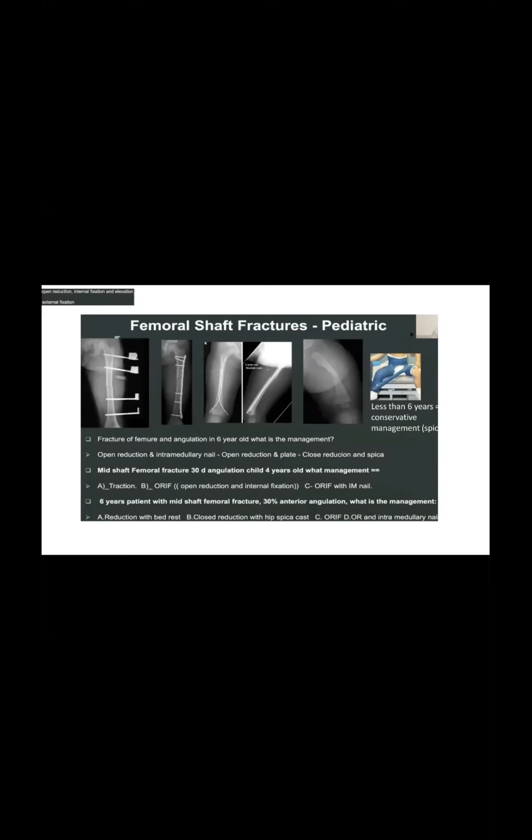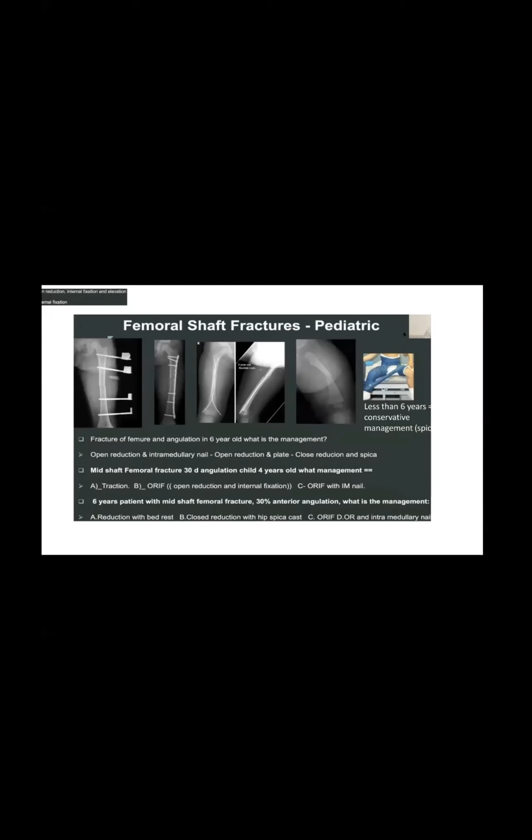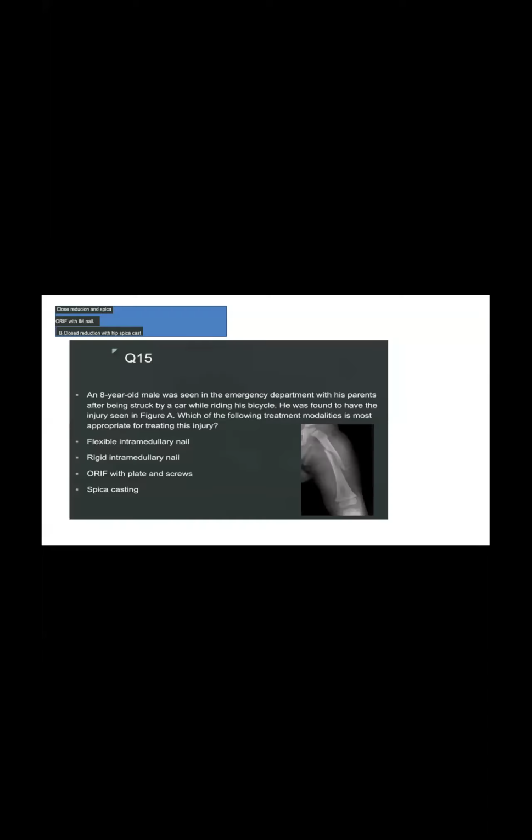B is the answer: close reduction with hip spica cast. So 6 years, 30-degree angulation. You have to give spica cast with close reduction. Excellent, done. You nicely listened that we have to do close reduction with hip spica cast. Thank you. So next question, an important question.